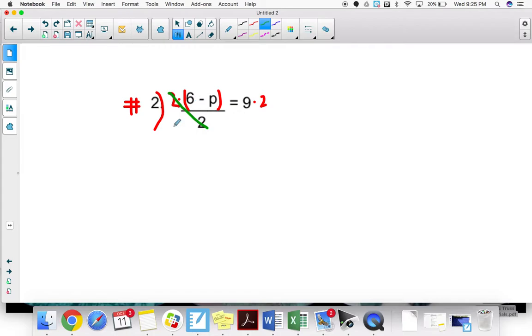All right, those cancel out, so we're left with 6 minus 1p equals 18. Some students just right away switched these. They switched that to p minus 2. Well, you can't do that. Subtraction is not commutative. You can't just switch the order on subtraction, so we got to leave it as is.